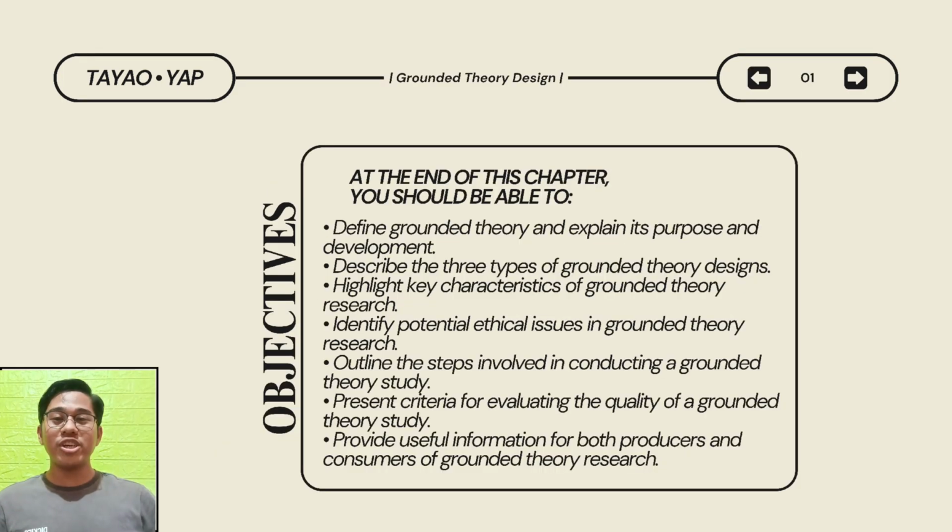Objectives. At the end of this chapter, you should be able to define grounded theory and explain its purpose and development, describe the three types of grounded theory designs, highlight key characteristics of grounded theory research, identify potential ethical issues in grounded theory research, outline the steps involved in conducting a grounded theory study, present a criteria for evaluating the quality of a grounded theory study, and lastly, provide useful information for both producers and consumers of grounded theory research.